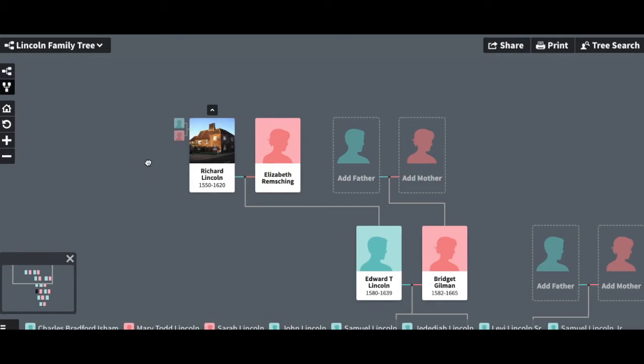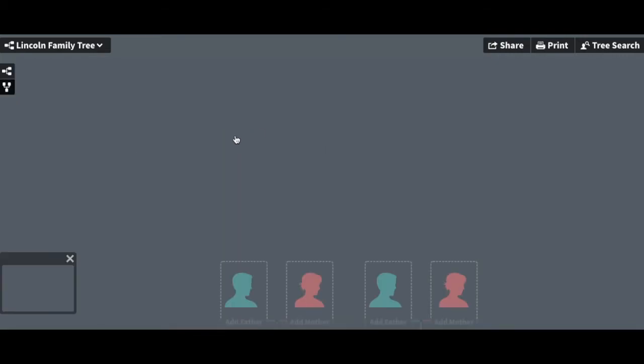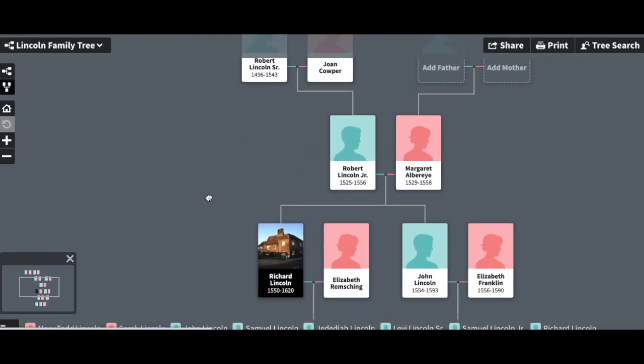Richard's parents were Robert Lincoln Jr. and Margaret Appleby. So Robert Lincoln Jr. lived from 1525 to 1556. Not much is known about him, aside from the fact that he left Richard, his oldest son, the majority of his possessions, including land and a house. This was customary at the time. Oftentimes the oldest son inherited everything and everyone else had to fend for themselves. This was described in his will, which still exists today.